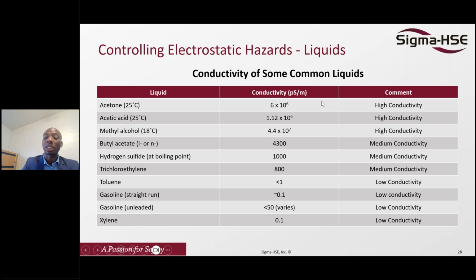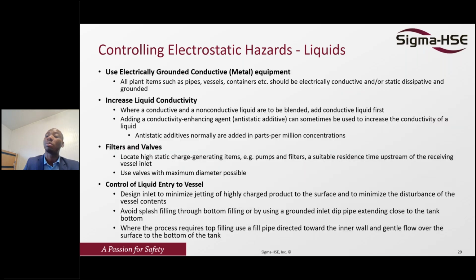And these are some of the conductivities of these materials. Acetone is highly conductive, and when you come to gasoline, you can see low conductivity. So always you need to know the conductivity of your material. Knowing the conductivity will help you to know whether this material is insulating, and whether you need to add static or anti-static additives into your liquid to increase the conductivity.